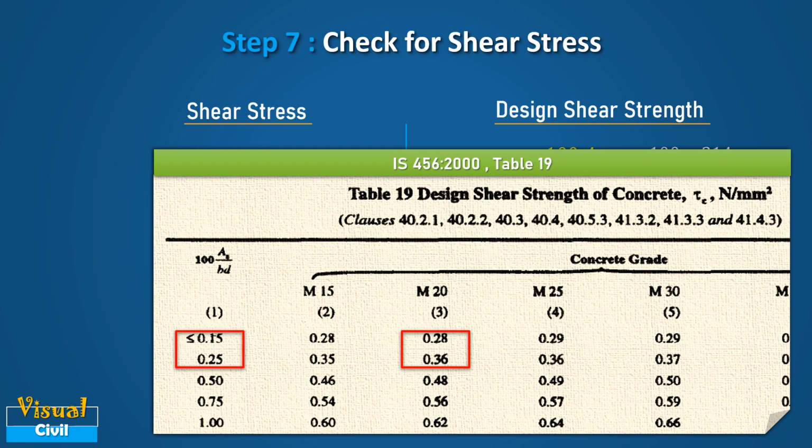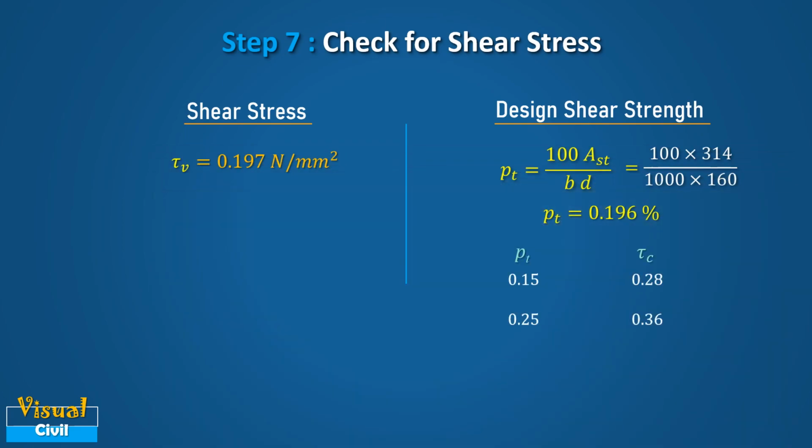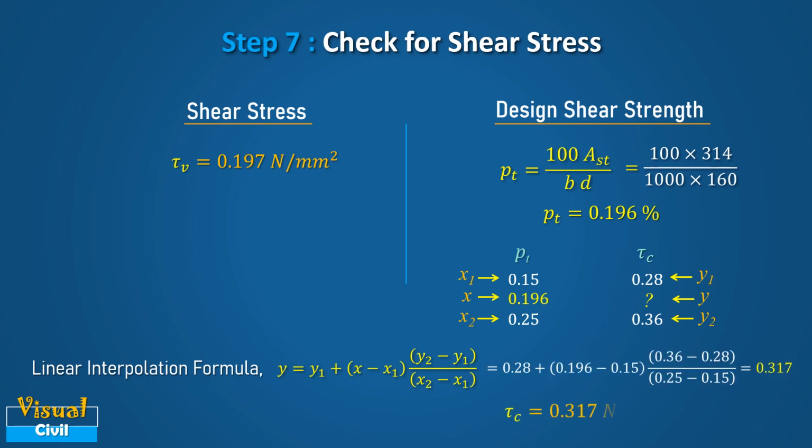In table 19, the percentage value pt is lying between 0.15 and 0.25. Hence, the value of tau c is also between corresponding values of 0.28 and 0.36 for M20 grade of concrete. Here, we can calculate the tau c by using linear interpolation formula. Let us mark the values of x1, y1, x2, y2, x and y. By putting all these values in the interpolation formula, we get y equal to 0.317, which is the value of tau c.